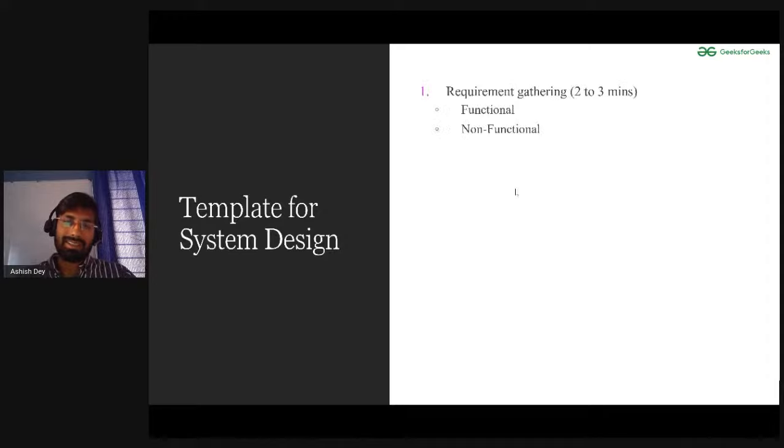So the very first thing, you are given a one line statement: design maybe Tiny URL, design Facebook, design Twitter. These are one line problem statements, but we do not know exactly what they mean. So the very first thing we should do is find out what this system is going to do, what functionality it is going to have. That comes as part of requirement gathering.